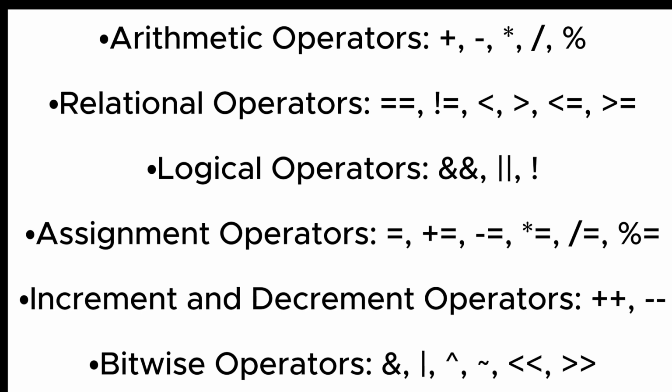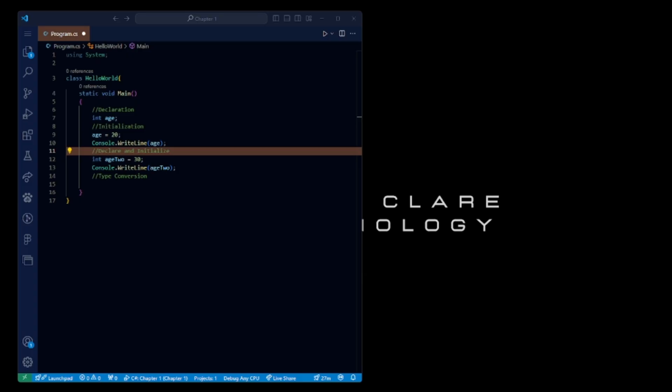Then we have our assignment operators. These are just going to be your equal to, or plus equal to, minus equal to, things of that nature. Once again, we'll get into that later down the line. Then we have our increment and decrement operators, where we're either going to add some type of integer to our assignment, or we're going to take away an integer from our assignment. Then we have our bitwise operators, and once again we will get into these later on down the line.